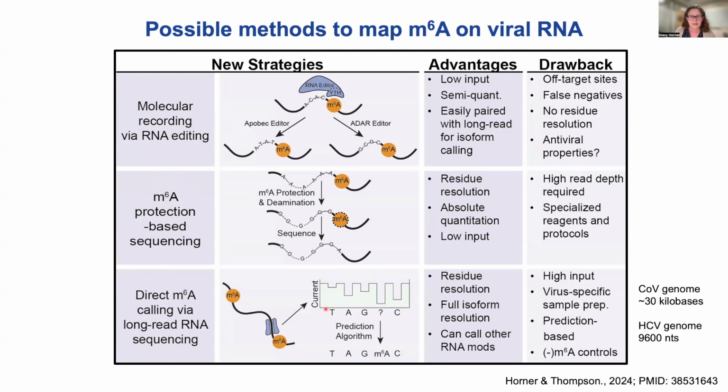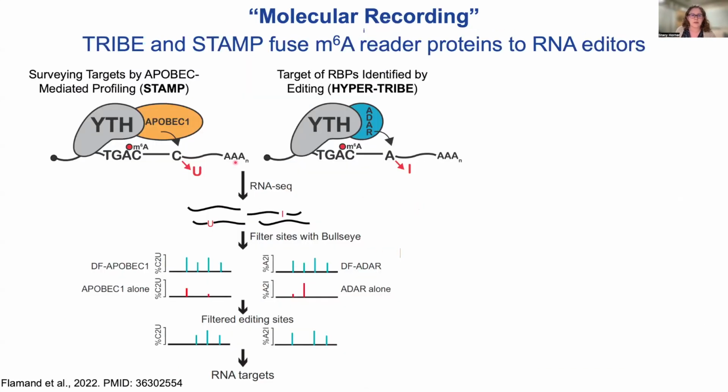So molecular recording actually has some ability to give you single RNA molecule information. And so this technique is pretty cool. It uses the YTH domains, and this was developed by a number of groups and applied most recently by my colleague Kate Meyer here at Duke, where you can fuse something that binds to M6A to an RNA editing enzyme, like an APOBEC or an ADAR.